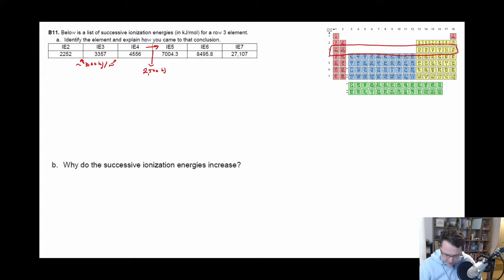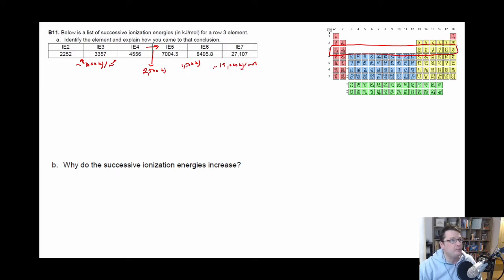The next thing we see is going from IE5 to IE6. That's only a 1,500 kilojoule change. And then from IE6 to IE7, we're seeing almost 20,000, about 19,000 kilojoules per mole. So that's a huge jump.